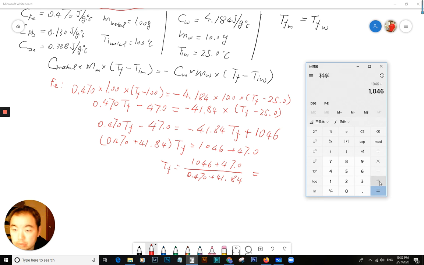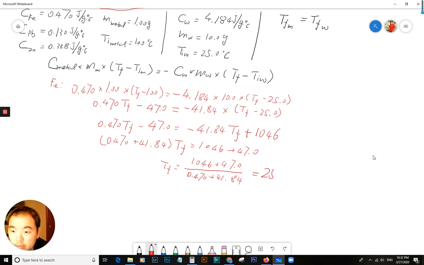This one, 1046 plus 47.0, is equal to this, and divided by 0.47 plus 41.84. Okay, so the final number is 25.83. This is in Celsius. Okay, so this is for the iron. Then we can solve the lead.